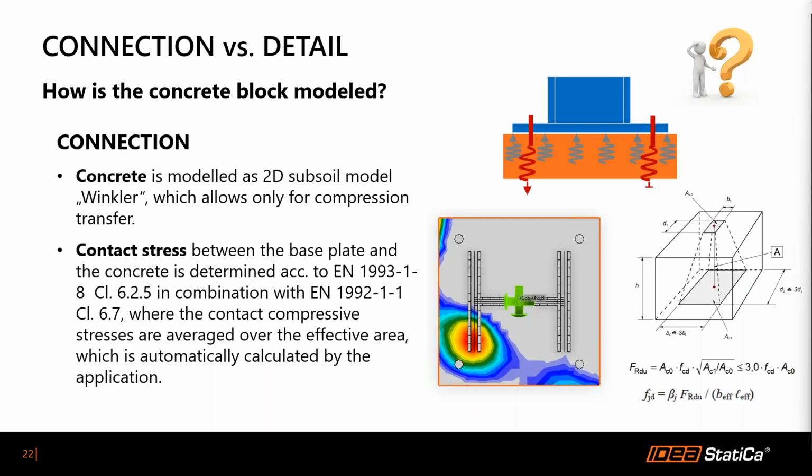Second question, how is the concrete block modeled? Well, in Connection, the block in the 3D view is only a visual representation. The block is modeled with a subsoil model with nonlinear springs active only in compression, which provides the stiffness of the concrete block, allowing only for the transfer of compression. The contact stress is calculated using formulas and averaged over the effective area as the code describes.